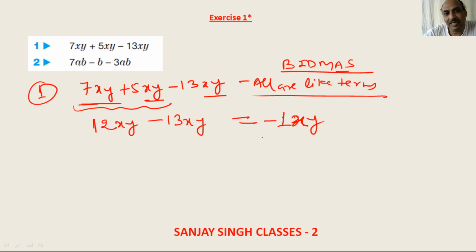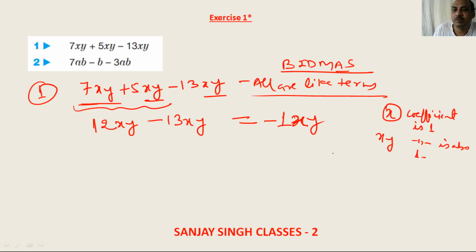Now for the information of all our students, generally we do not write 1. Even if it is only x we write only x, it means its coefficient is 1 only. Similarly, if xy is written, its coefficient is also 1. So this will be minus xy we will be writing. Generally 1 is not written. It is understood that if no coefficient is there, it is 1 only.